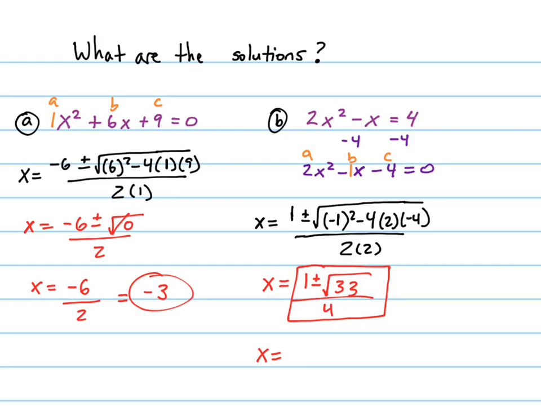But if you want the decimal answers, you would just have to type in your calculator 1 plus the square root of 33, then divide that by 4, and then you would do it again, 1 minus the square root of 33 divided by 4. Keep in mind that eventually when we go through these, you'll see that you need to separate your equation for 2 different occurrences because of this plus or minus symbol within the quadratic formula.